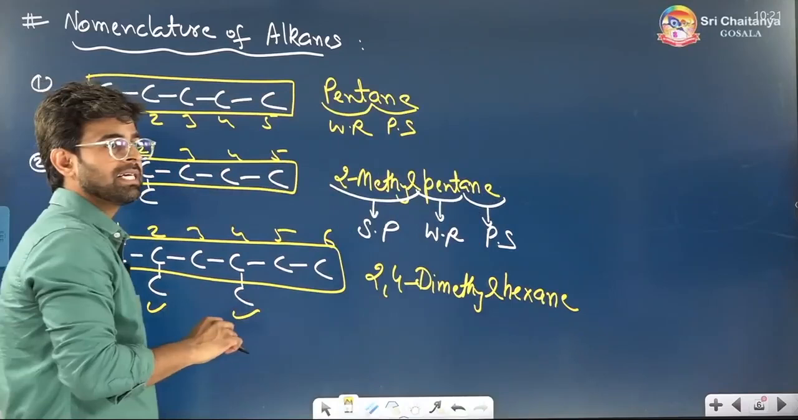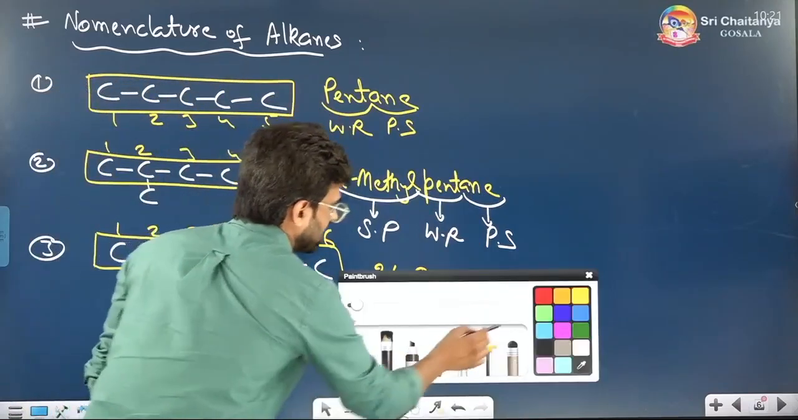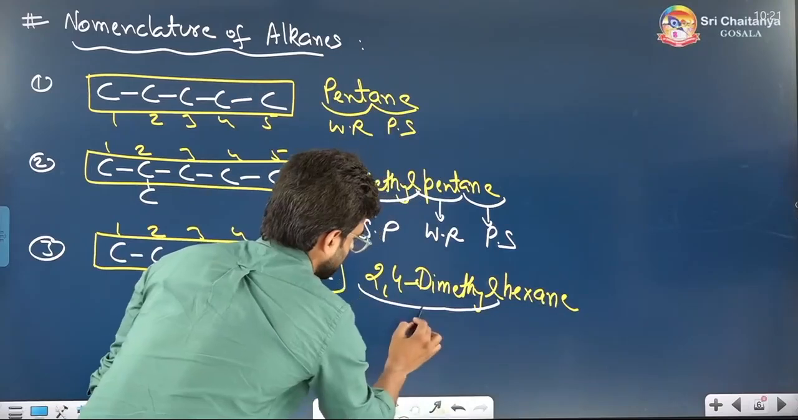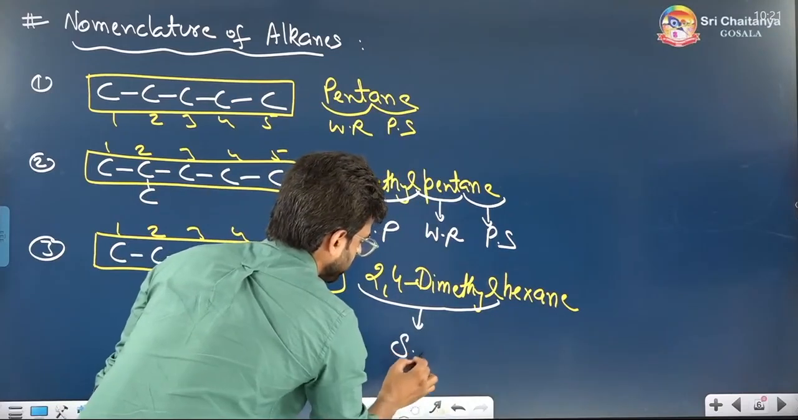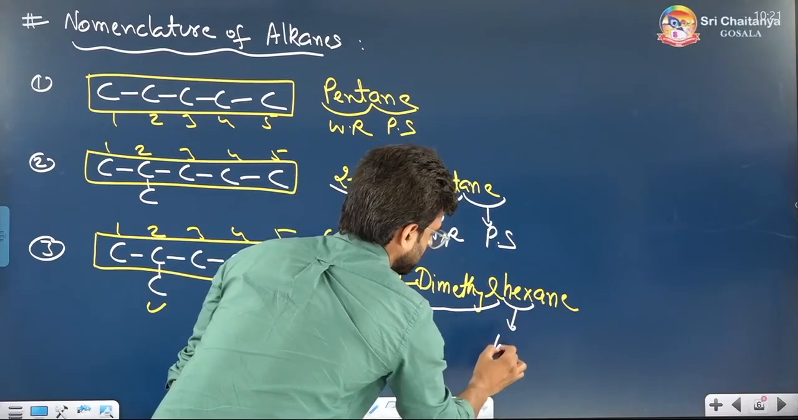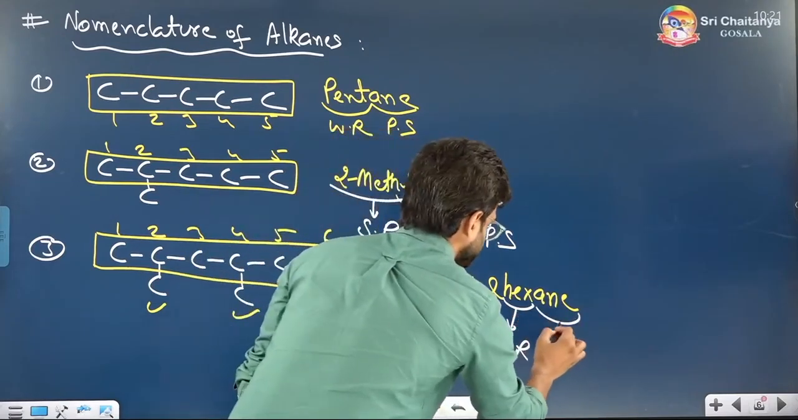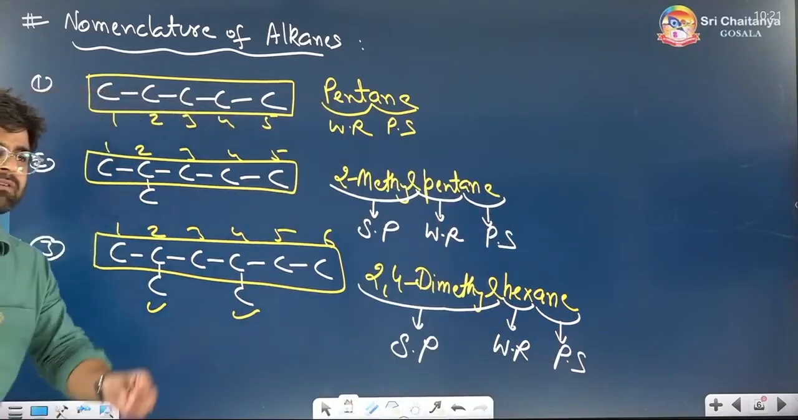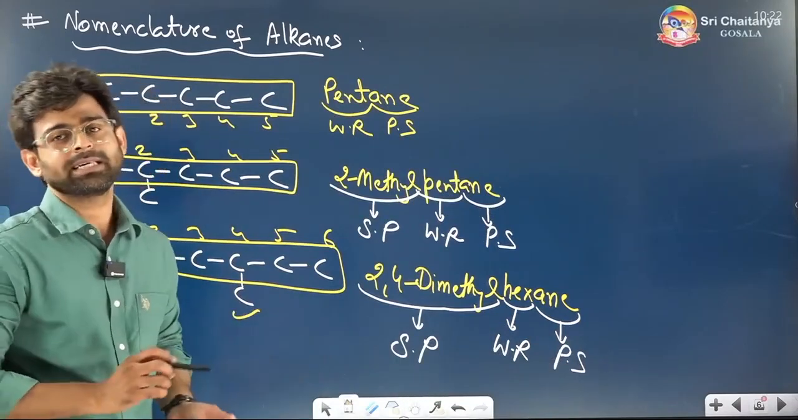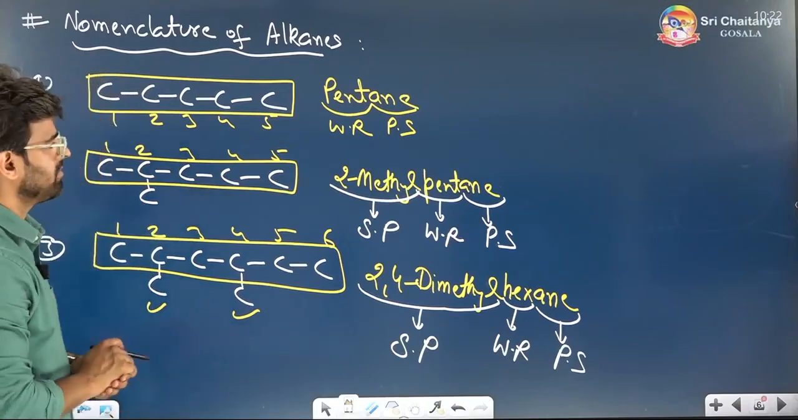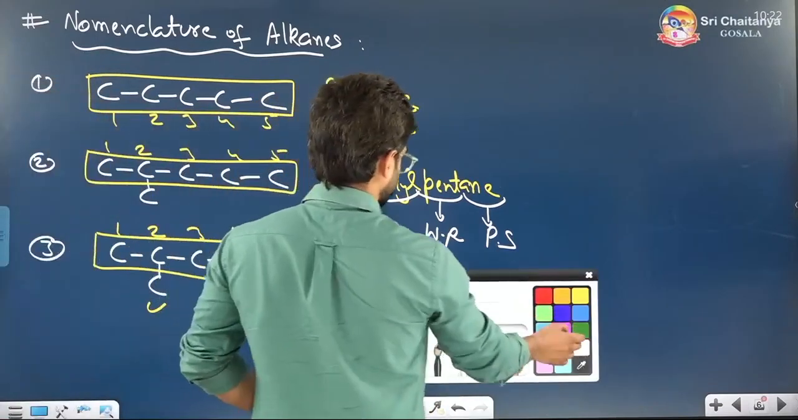I am saying once again. What is this? This is your secondary prefix. This is your word root. This is your primary suffix. Okay? Whatever we need, you have to use accordingly. Fine? Very good. One more question I am giving here. Answer me.